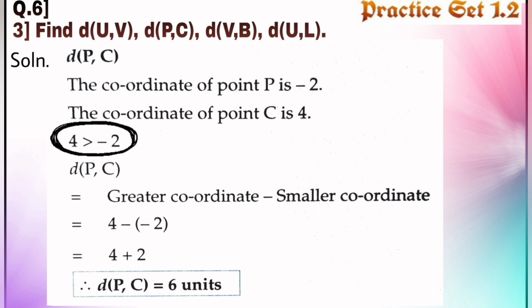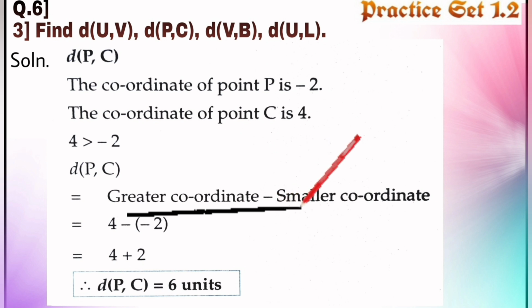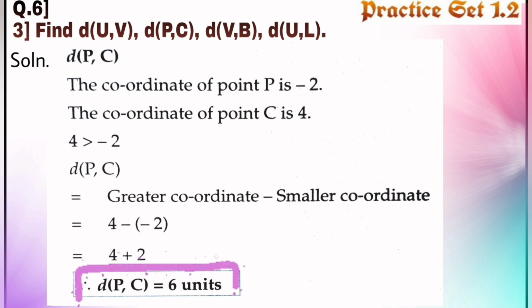So here 4 is greater than -2. 4 is a positive number. Therefore, the distance between point P and point C is equal to greater coordinate minus smaller coordinate, that is 4 minus -2. Again minus is plus, therefore 4 plus 2 is equal to 6. So the distance between point P and point C is 6 units.